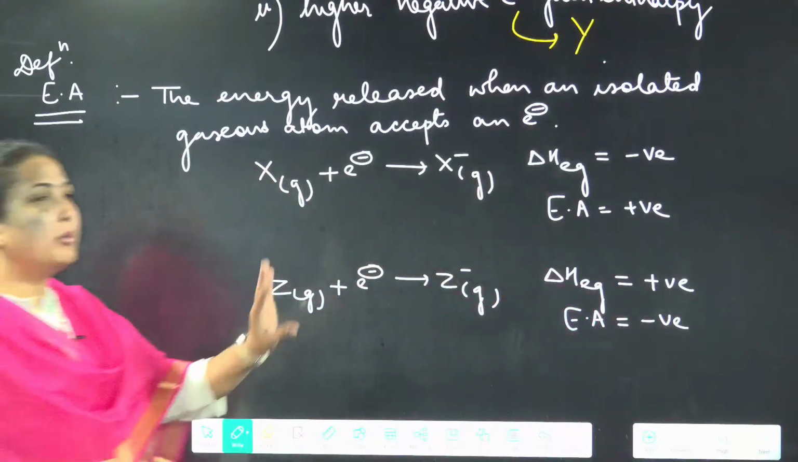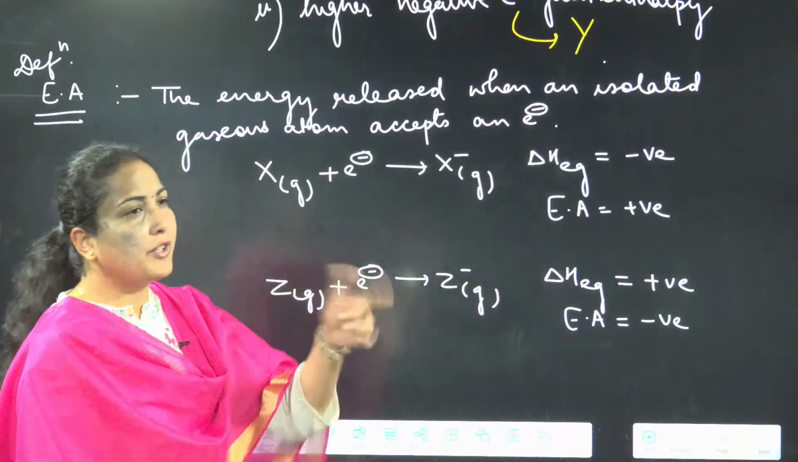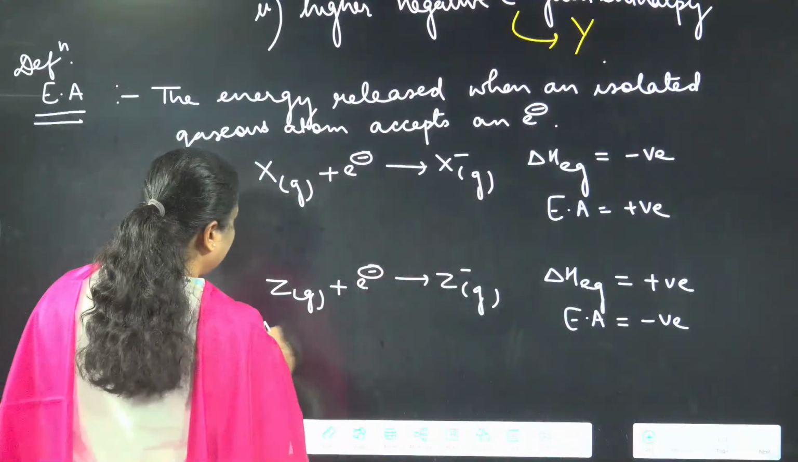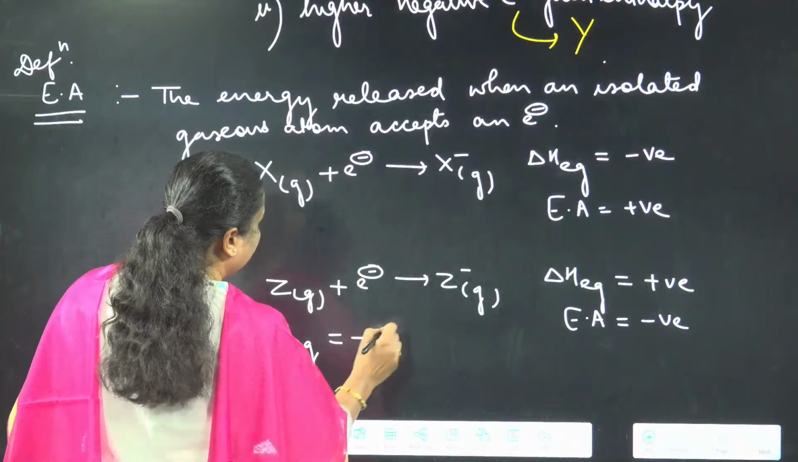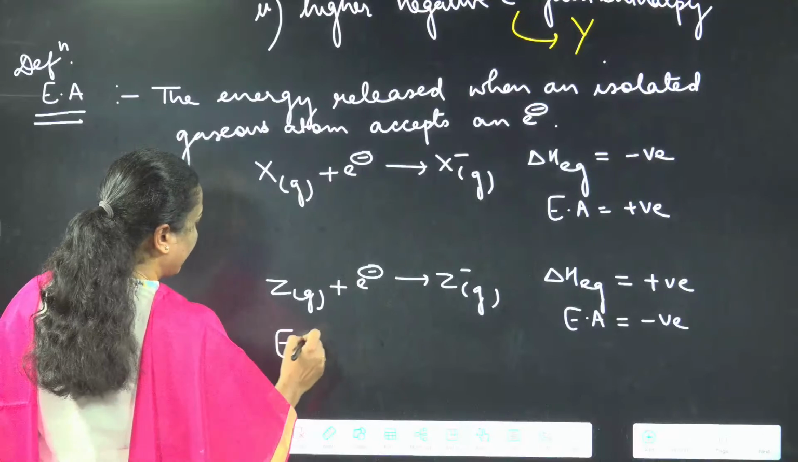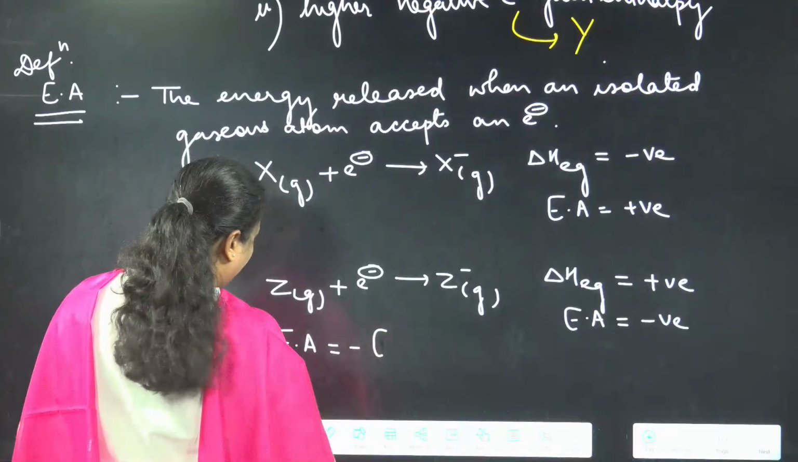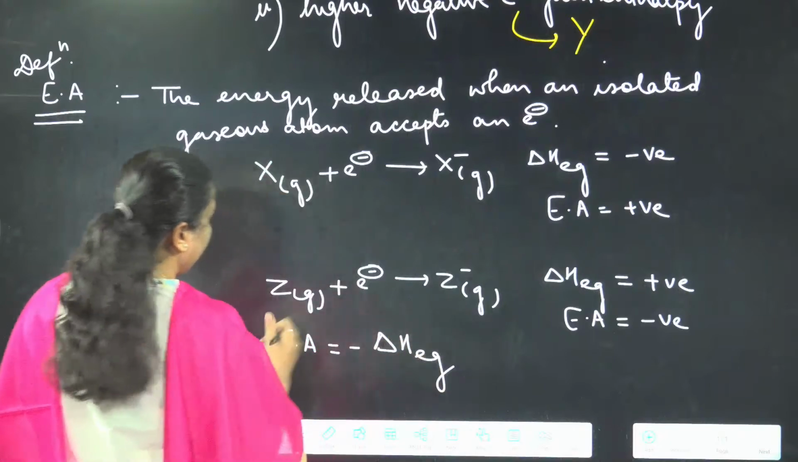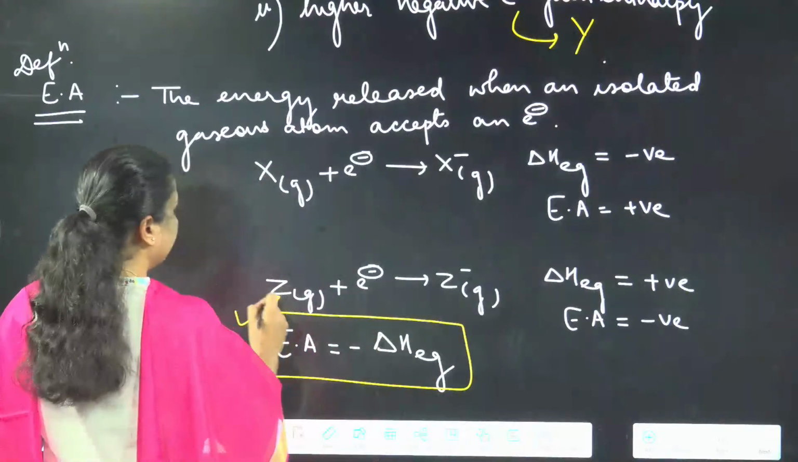So one thing you are able to see from the data: whatever is the sign of electron gain enthalpy, the reverse sign is that of electron affinity. That means I'll be able to write this as: electron affinity is minus of electron gain enthalpy. Okay, so electron affinity is minus of electron gain enthalpy. That's what I'm going to write down.